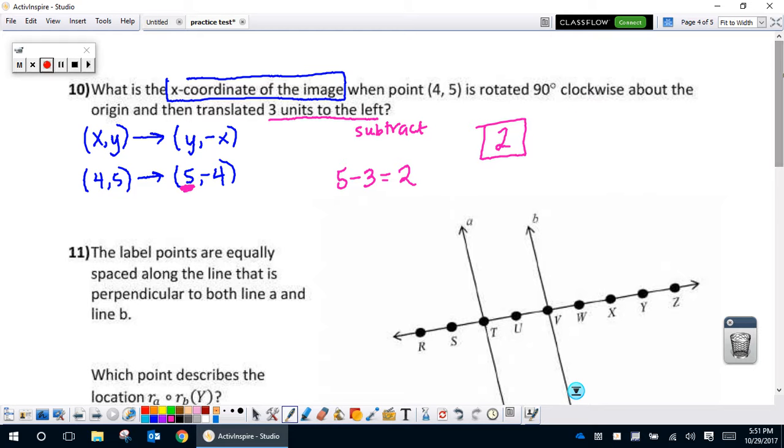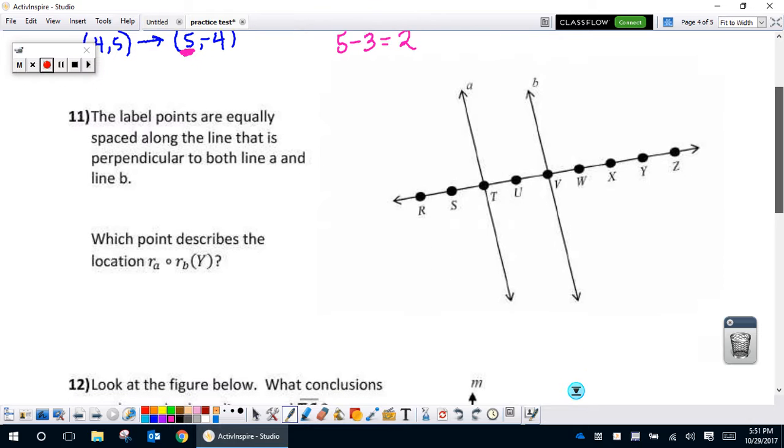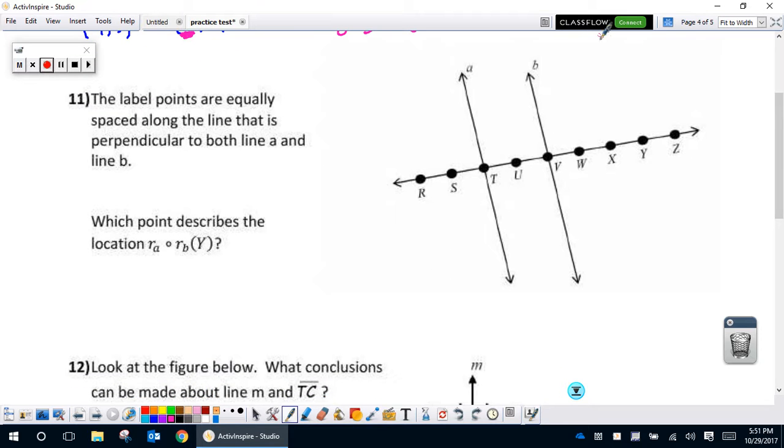Alright, number 11, label the points equally spaced along the line that's perpendicular to both line A and B. Which point? So that means you want a letter, not a number. Some of you guys on the quiz gave me numbers. I need a letter because it says which point describes the reflection of y over b and then over a. So I would put a 1 under b and a 2 under a, and we're going to start at y.